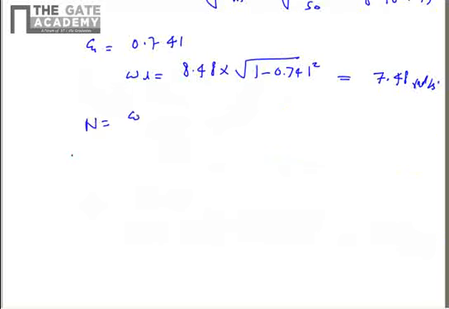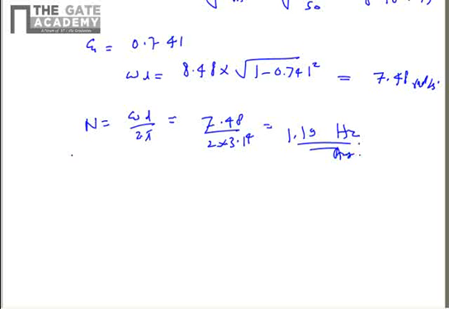So we calculate RPM as omega d by 2 pi. That will be equal to 7.48 divided by 2 into 3.14. Comes around nearly 1.19 hertz. So this is also one of the answers that you can pick up from the option.